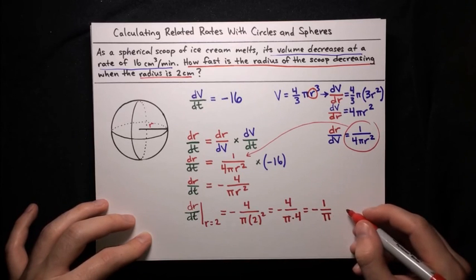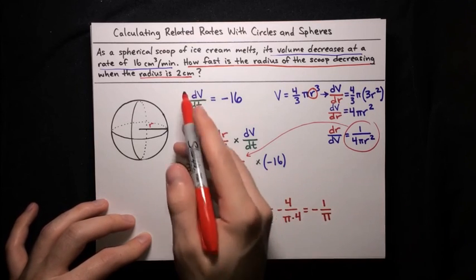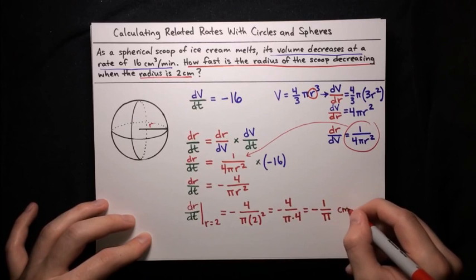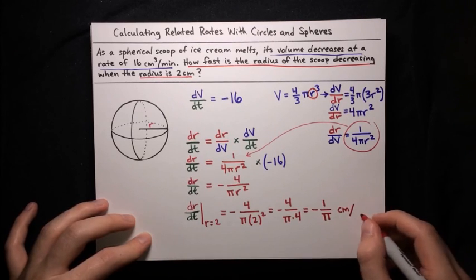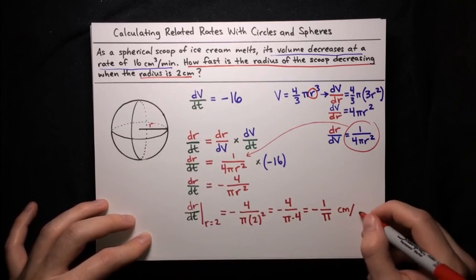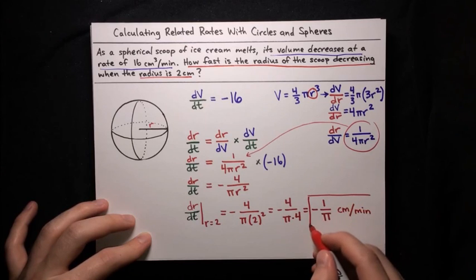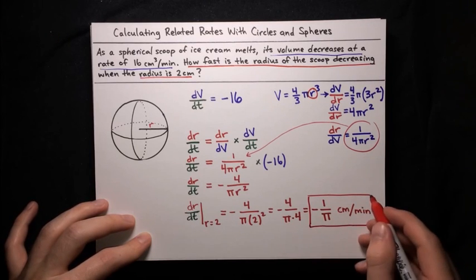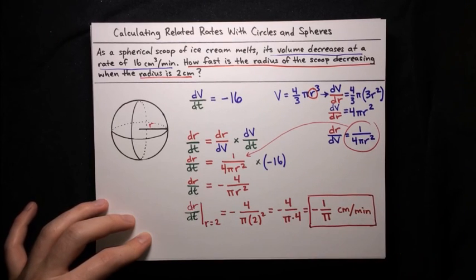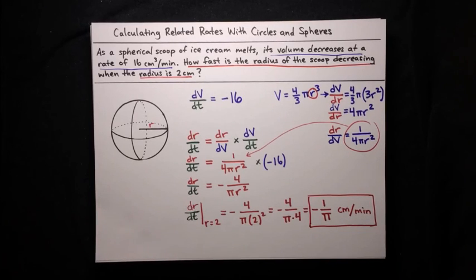And what's the units here? Well, r is in centimeters, so let's write that down. Centimeters per unit time, and the unit time is minutes. So -1 over pi centimeters per minute. That is how fast the radius is decreasing when its length is 2 centimeters. And our negative answer makes perfect sense because it's a decreasing radius. Its rate of change is negative.